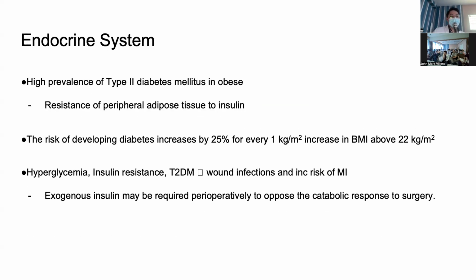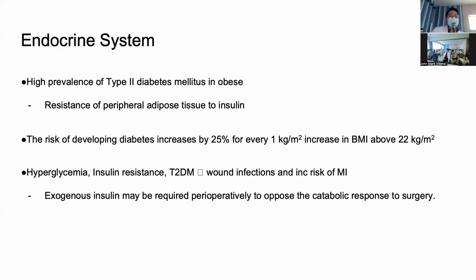For the endocrine system, there's a high prevalence of type 2 DM in obese patients. They have resistance of peripheral adipose tissue to insulin. Risk of developing DM increases by 25% for every 1 kg/m² increase in BMI above 22. They have hyperglycemia and insulin resistance, and in type 2 DM patients this would increase risk for wound infections and MI.